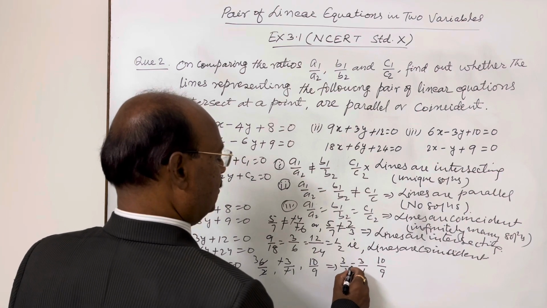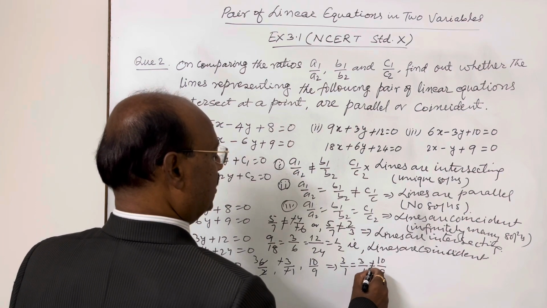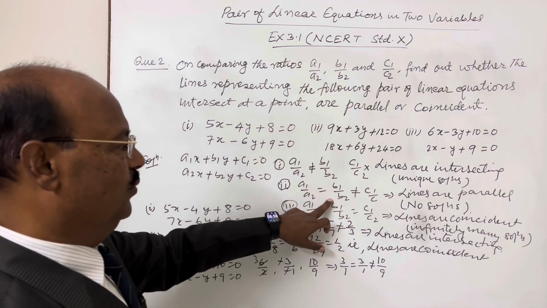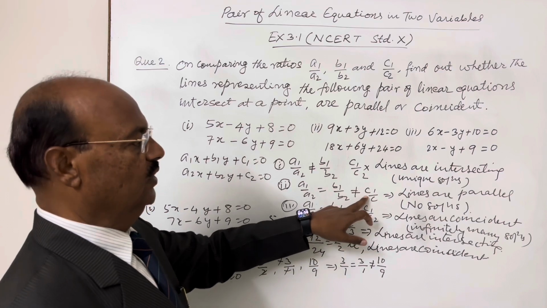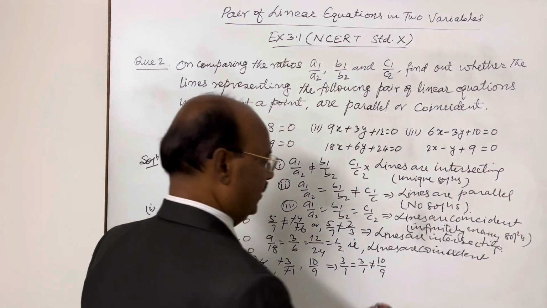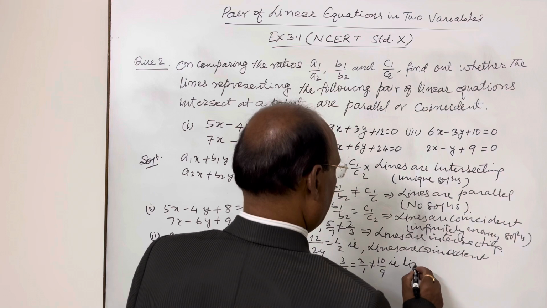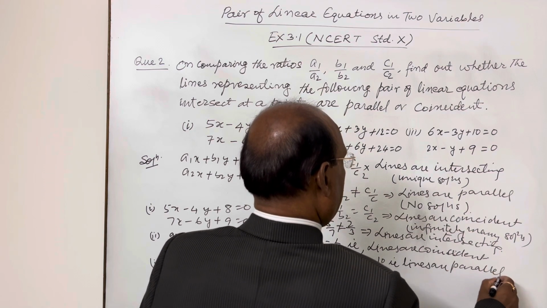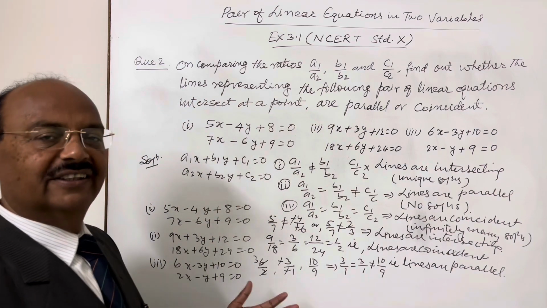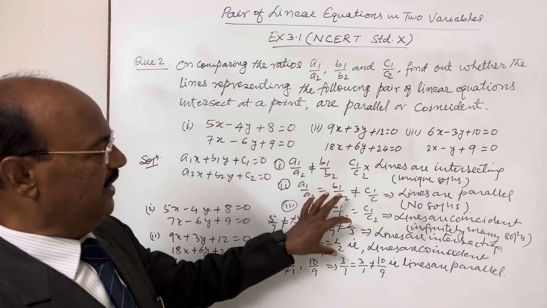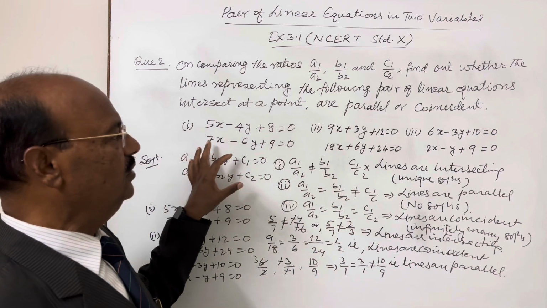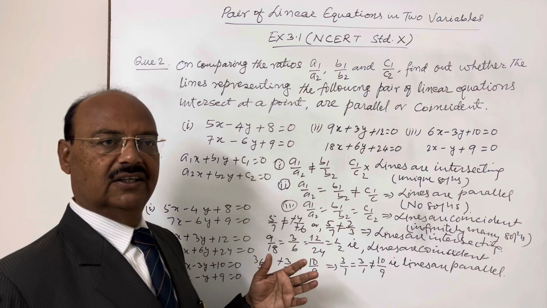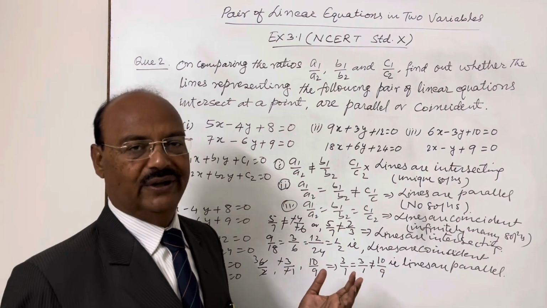Here a1 by a2 is equal to b1 by b2, not equal to c1 by c2. This is the second case. Here lines are parallel to each other. And when lines are parallel, there will be no solution. So by remembering these three conditions, we can conclude very easily whether lines are intersecting or parallel or coincident.